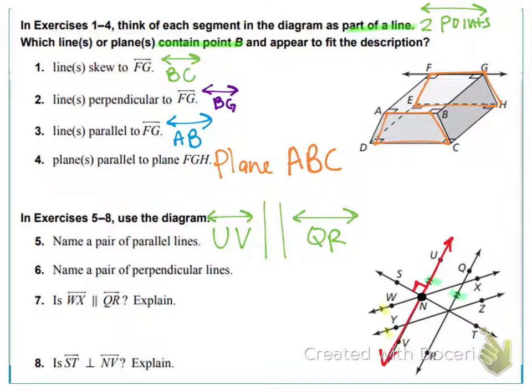N is at this intersection. Remember, it is a point. So we can say NU. You could say VU also if you wanted, whichever one. And then is perpendicular. It's an upside down T. And then what line is it perpendicular to? ST.